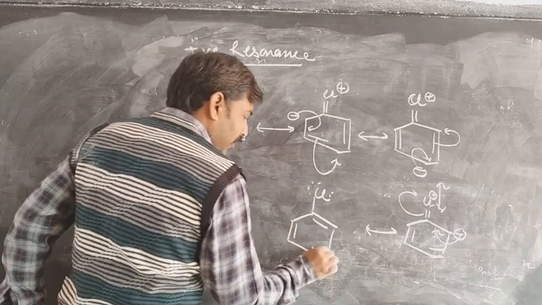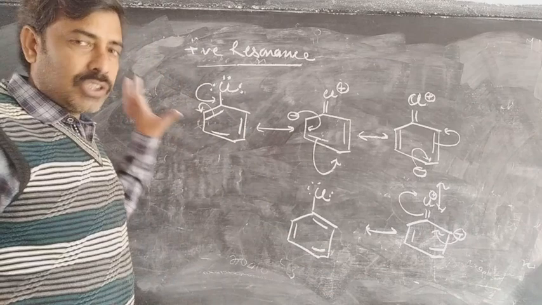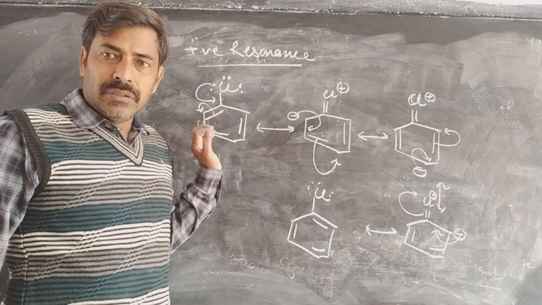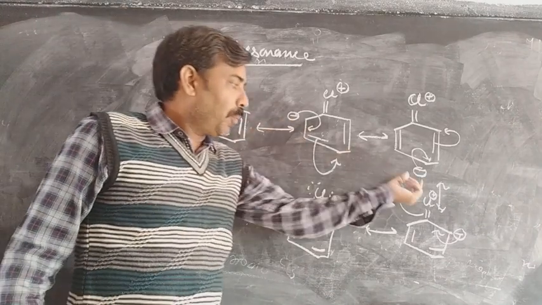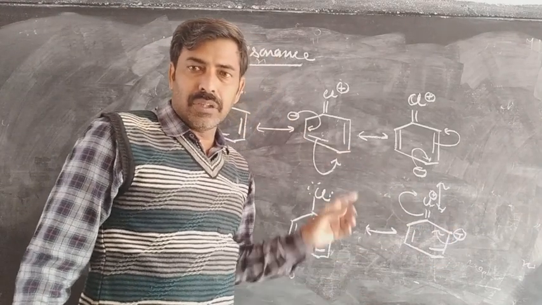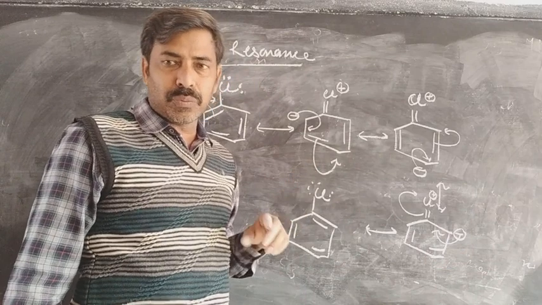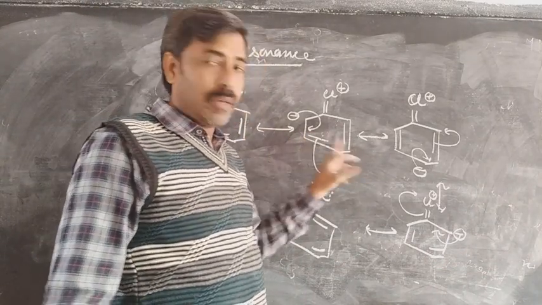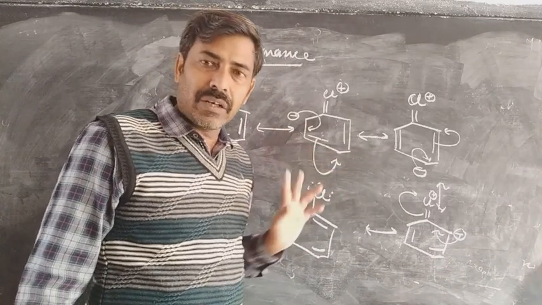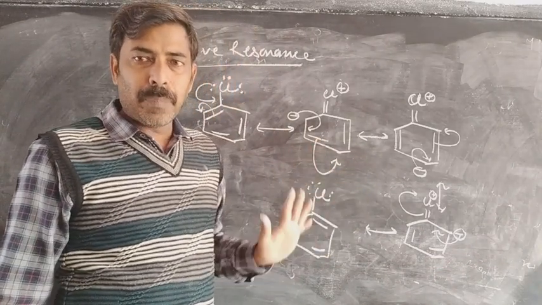All the other bonds will remain there. Such type of resonance is called the positive resonance. Here you can see the charge is appearing on the ortho, para and again on the ortho position. That is the 1, 4, 6, 2, 4, 6 position. That means the charge can't appear on these other two positions, that is the meta position. The charge can only appear on the ortho and para position.